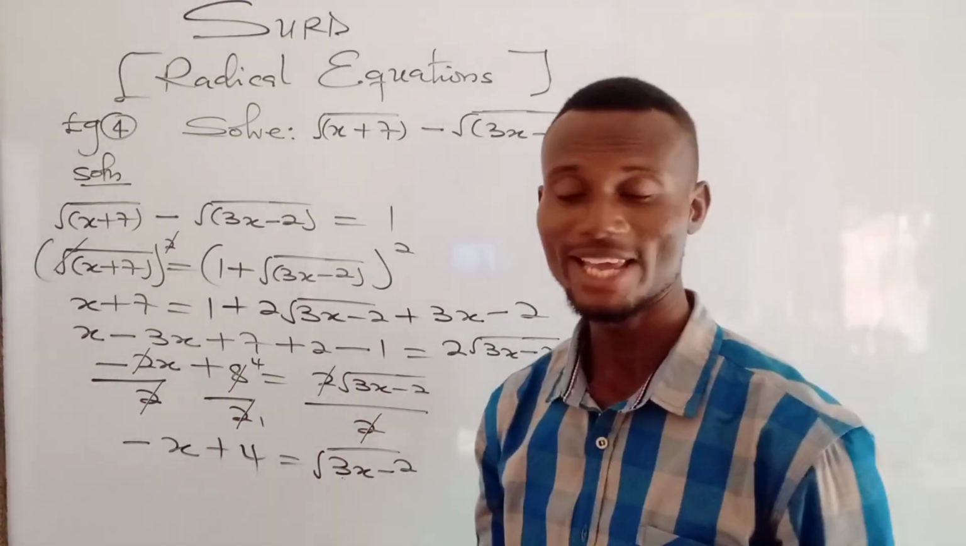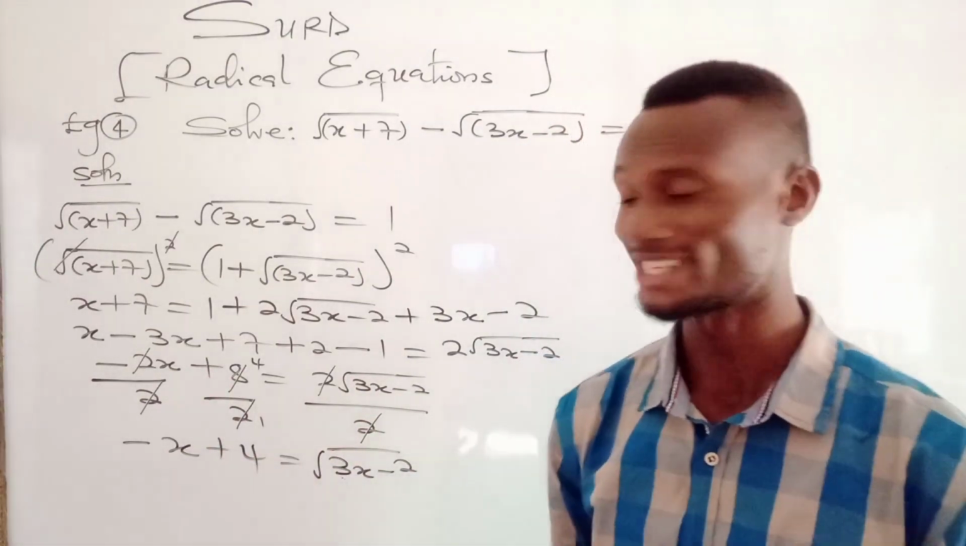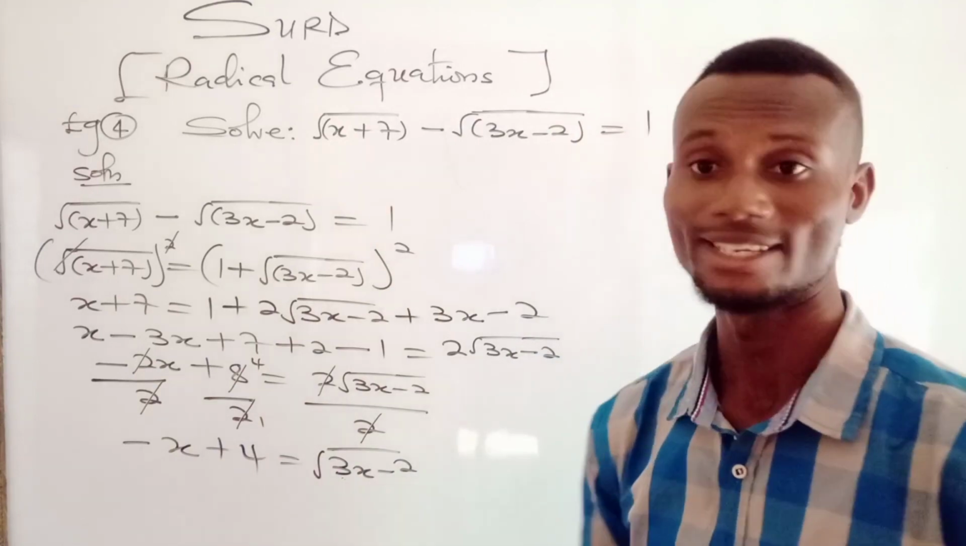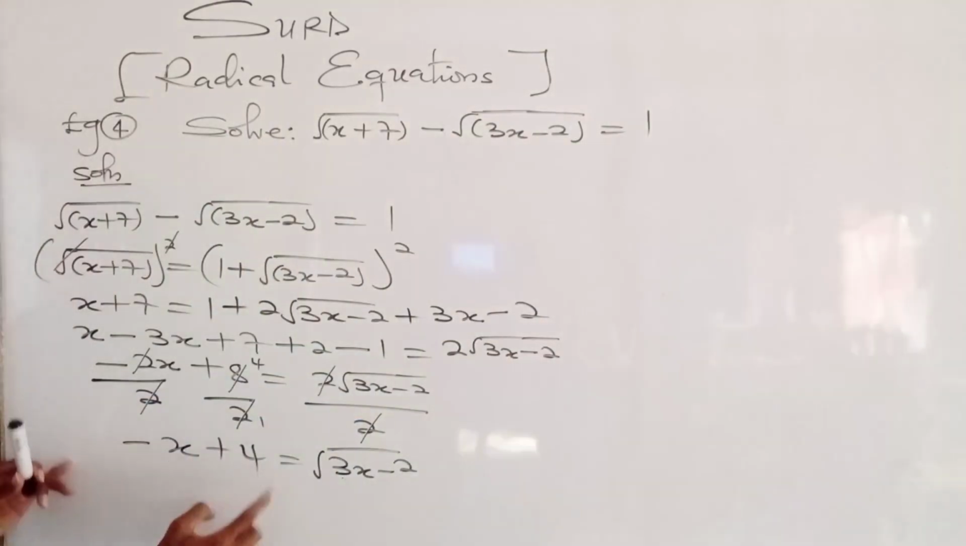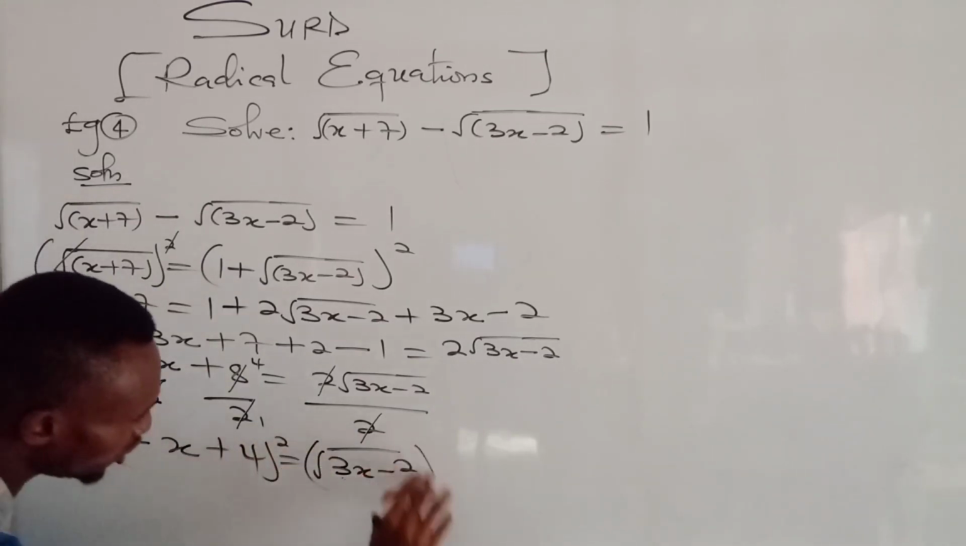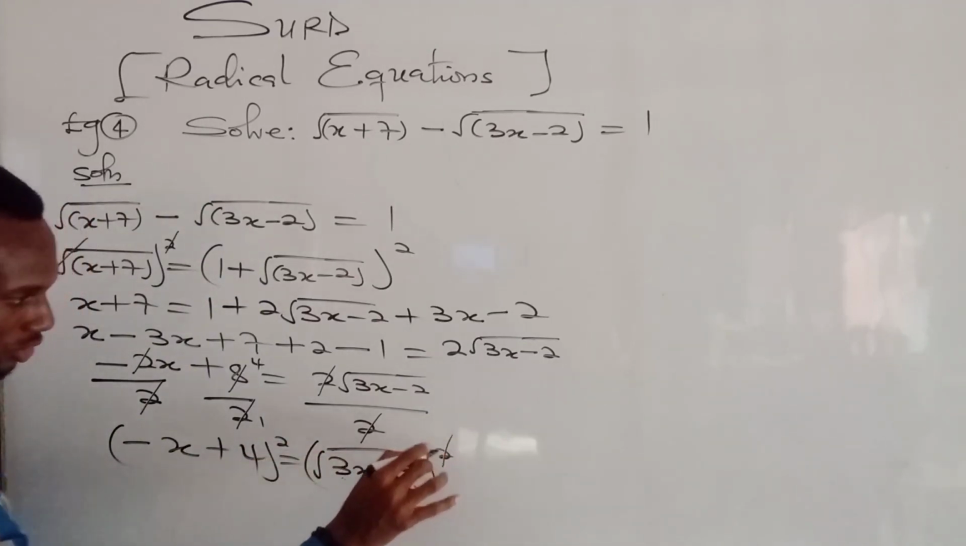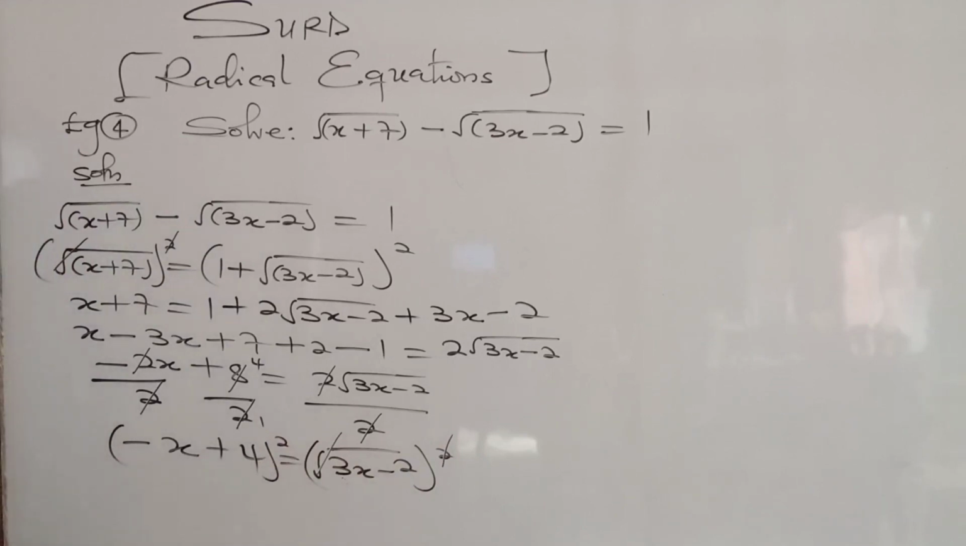Now from here, we are going to square both sides of the equation. So I'm going to square this side of the equation and also square this side so that we can eliminate the square root sign from it. Now this power 2 will cancel the square root sign away.